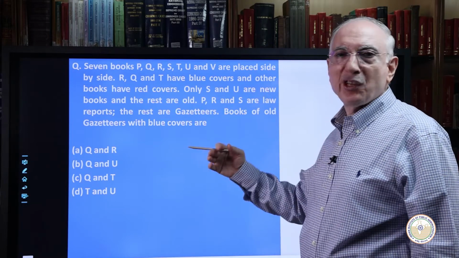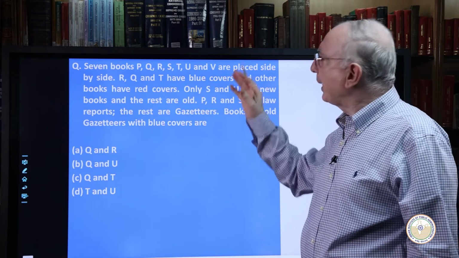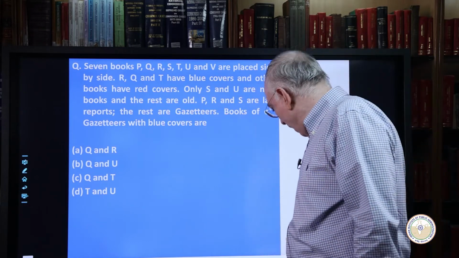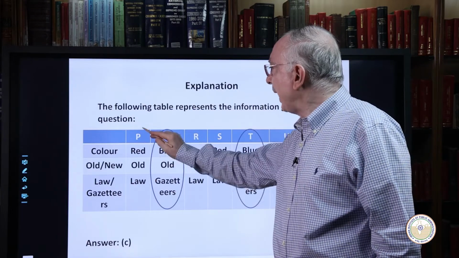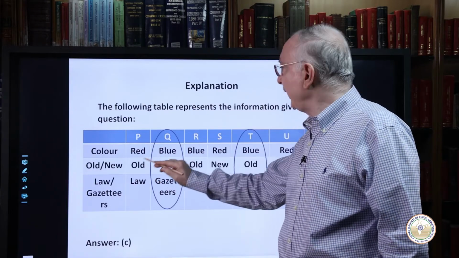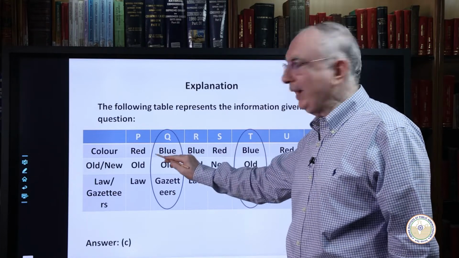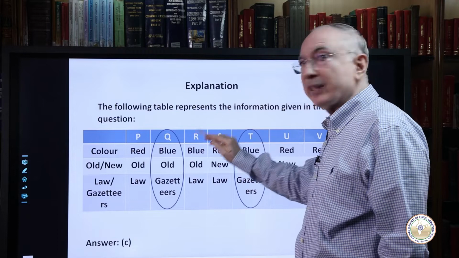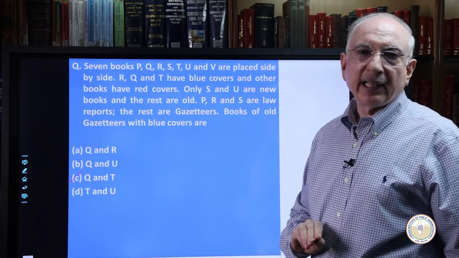Now in such type of question, it's always a good idea to prepare a matrix, that is a table. So let us look at how it looks. These attributes are given for each book, and then we classify. The question is which are the books which are below old and gazetteer, and we find Q and T satisfy those conditions. Therefore option C is the right answer.